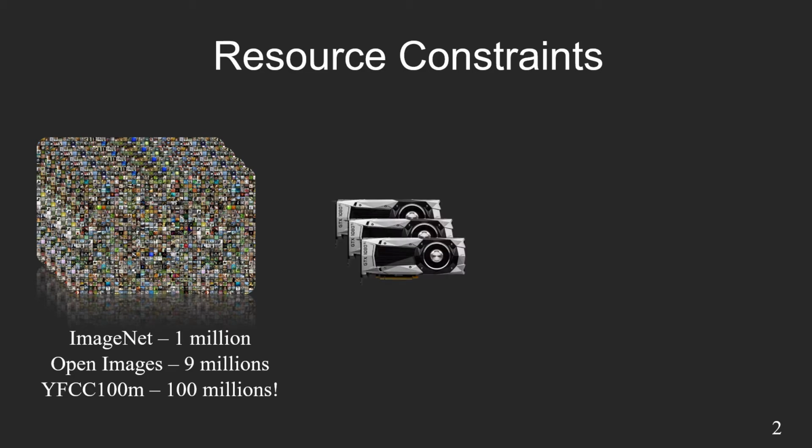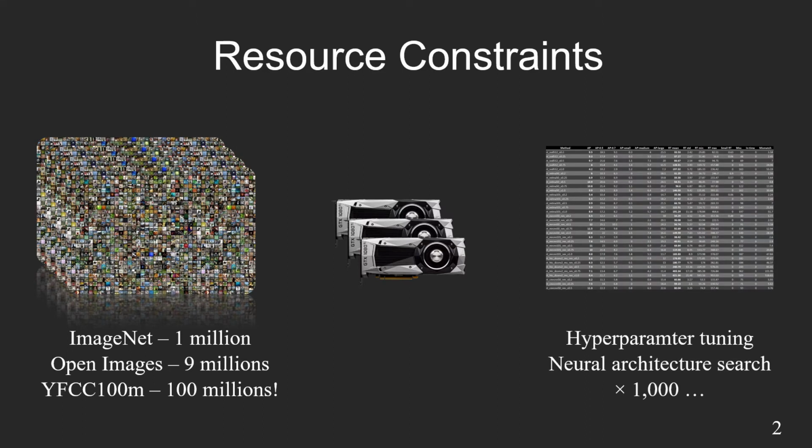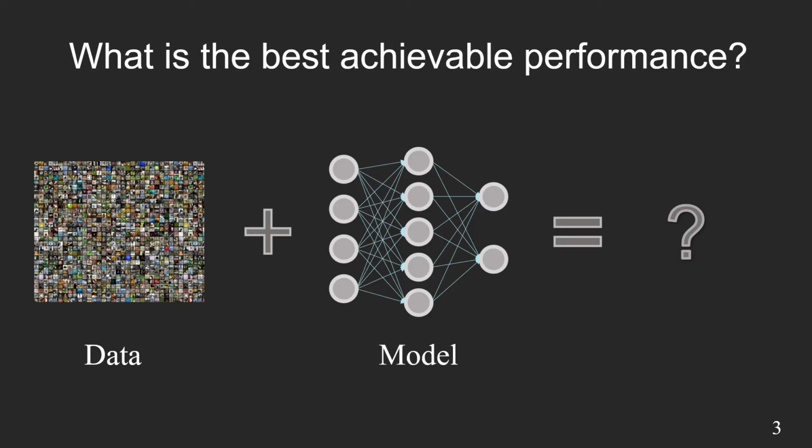On the other hand, the compute we have is usually limited. For those gigantic datasets, training even one single epoch might not be feasible. What makes matters worse is that we are often not satisfied with training just one epoch, because we need to tune hyperparameters and search for the optimal neural architectures. Both require repeated training.